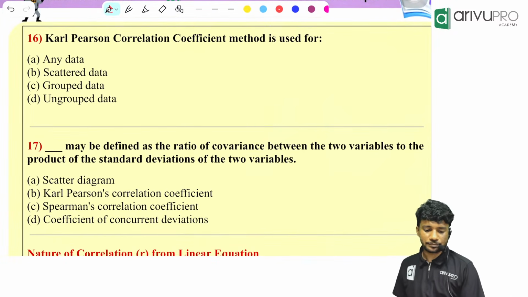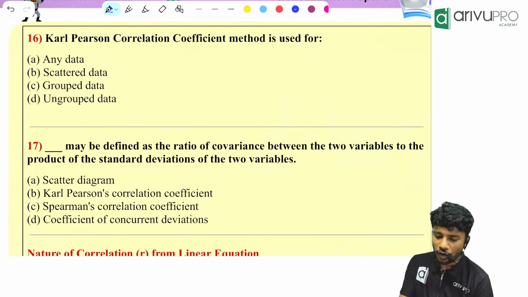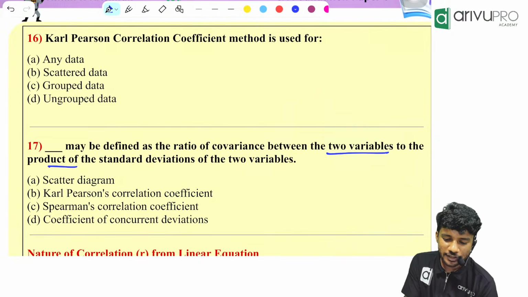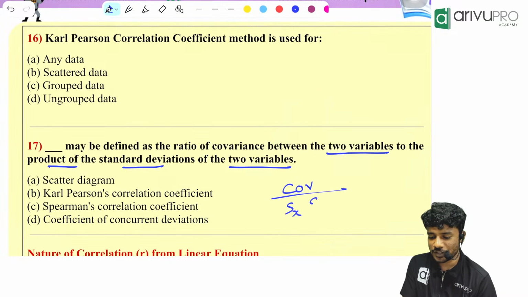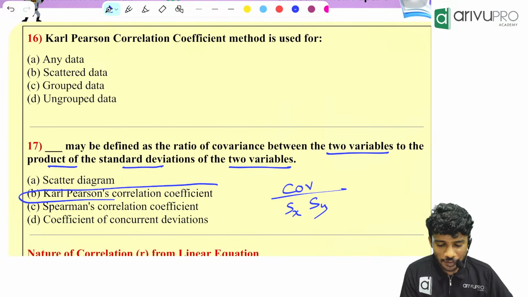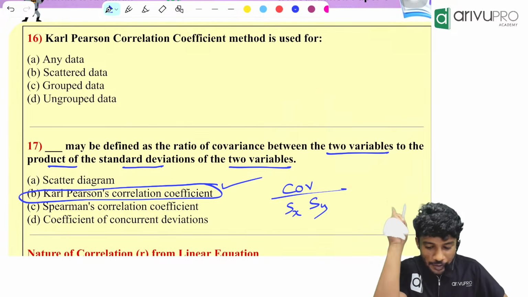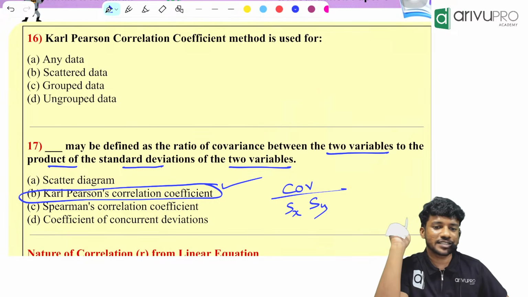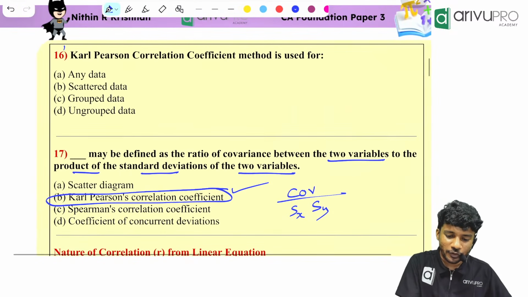17th question. Dash may be defined as the ratio of covariance between two variables to the product of standard deviation of the two variables. That means covariance divided by standard deviation of x, standard deviation of y. Which correlation coefficient? KPCC, or Karl Pearson's product moment correlation coefficient, is our answer. Direct question. Another one is done. This tomorrow we need to discuss.